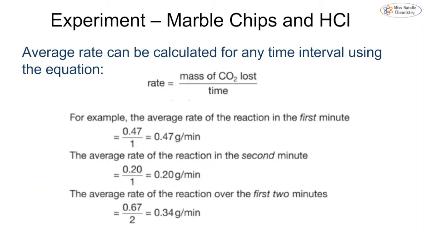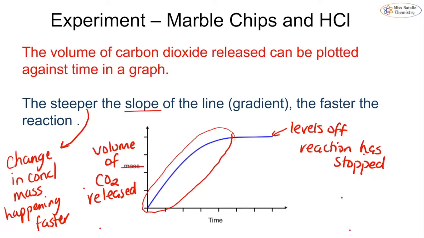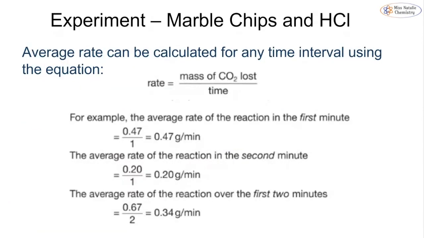Now for any part of the graph we can calculate the average rate, looking at any time interval. So if we wanted to look at the rate of reaction in the first minute, we would go to the graph and look at how much gas has been given off in 1 minute, and we could calculate that we give off 0.47 grams of gas every minute. So my rate in the first minute is 0.47 grams per minute.